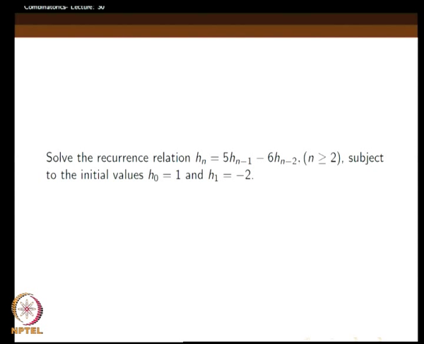Solve the recurrence relation Hn equal to 5 times Hn minus 1 minus 6 times Hn minus 2, n greater than or equal to 2. This recurrence relation is valid only for n greater than or equal to 2, because you need Hn minus 1 and Hn minus 2. That means H1 and H0 should be given. Here the initial values H0 equal to 1 and H1 equal to minus 2 are given.